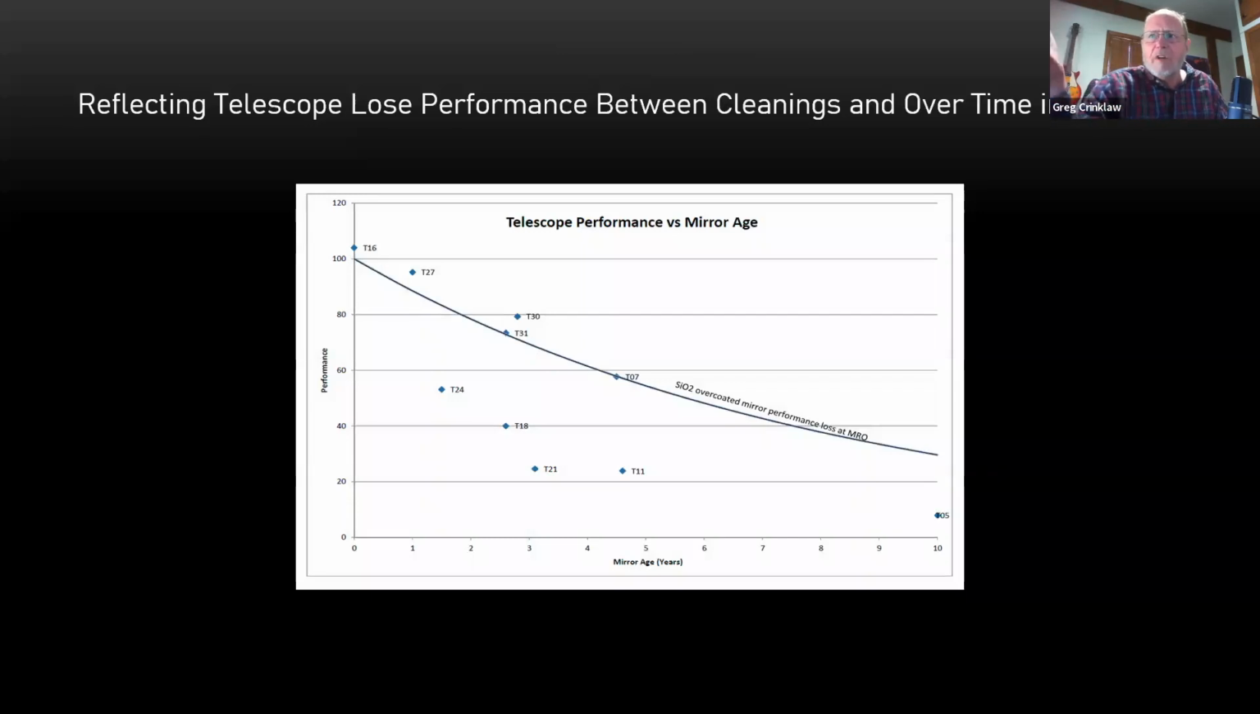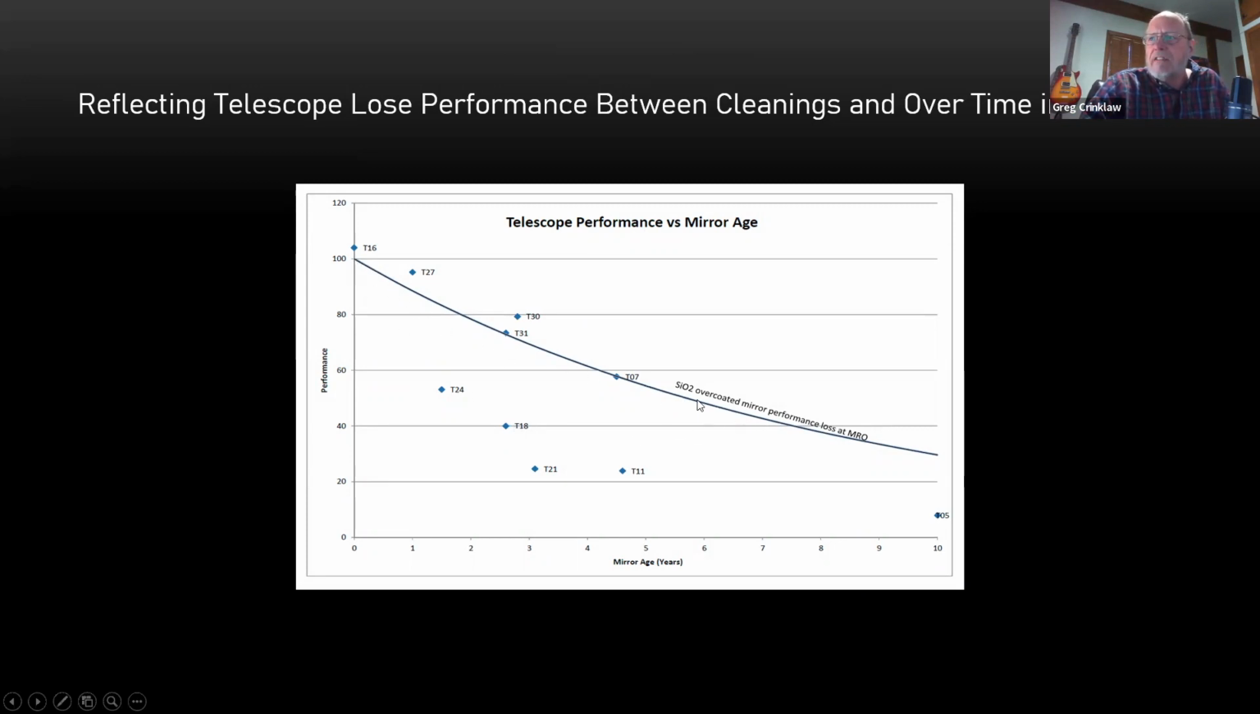This is a very old chart. Don't freak out because of these guys down here. This is where I basically discovered this effect, I think back in 2014. And that is for a reflecting telescope. The longer it's been since the mirror was cleaned, the more performance loss there is.